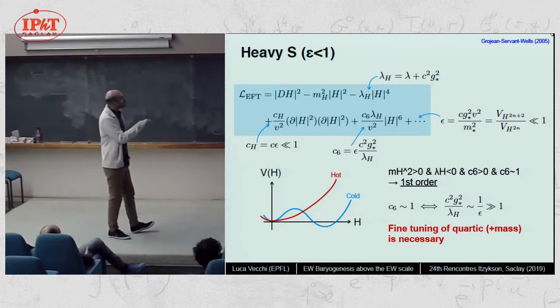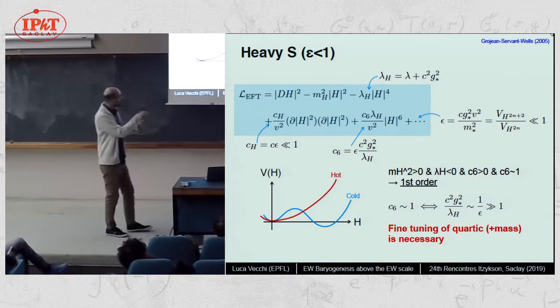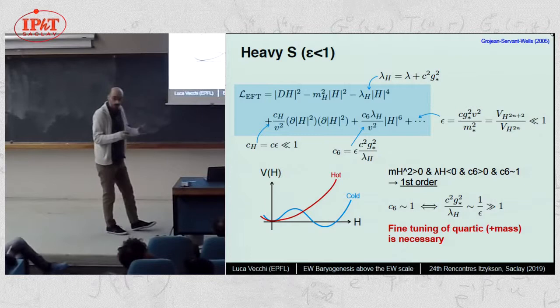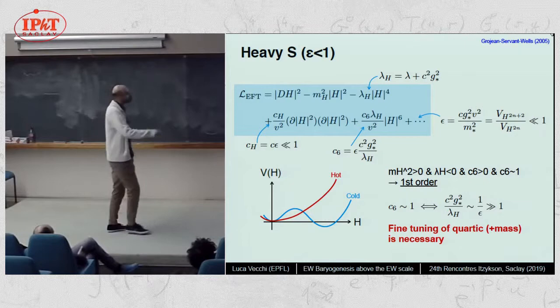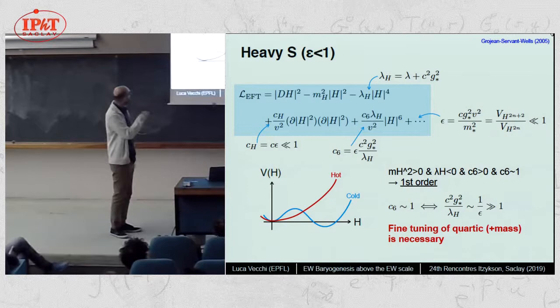But the point is, when C6 is of order 1, what does it mean? We have an order 1 correction to the Higgs potential, which means that this coefficient has to be large, because if you see what C6 is, it has to be 1 over epsilon, but epsilon has to be small. So this coefficient has to be pretty large, which means that we are essentially fine-tuning the quartic. We are choosing parameters in such a way that the quartic is smaller. This is the price we have to pay. We can do that, and we can choose, for example, the parameters in such a way that the Higgs mass, this mass here, is positive.